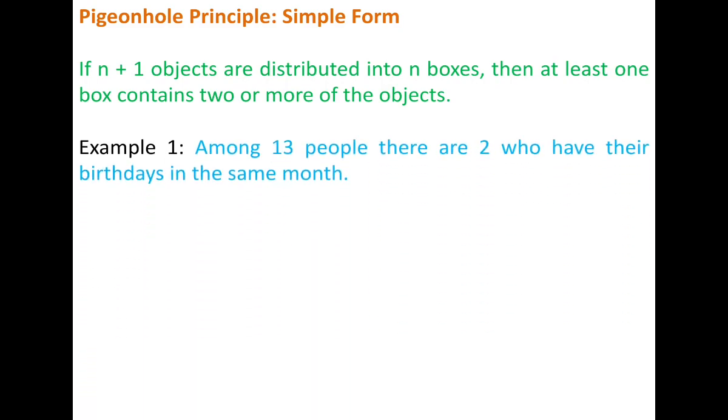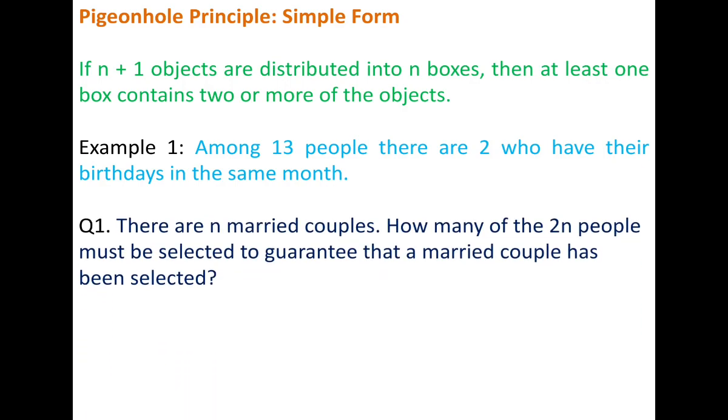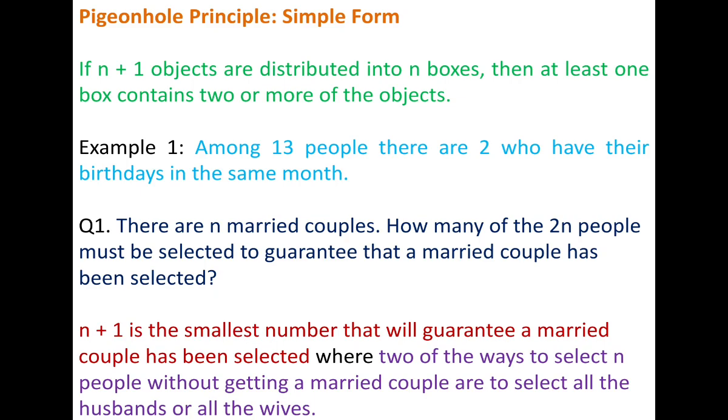So it means that among 13 people there are always at least two having their birthdays in the same month. Similarly, if there are n married couples, then how many of the 2n people must be selected to guarantee that a married couple has been selected? Yes, so again the answer is n plus 1 using the pigeonhole principle. Now let's see some interesting questions.